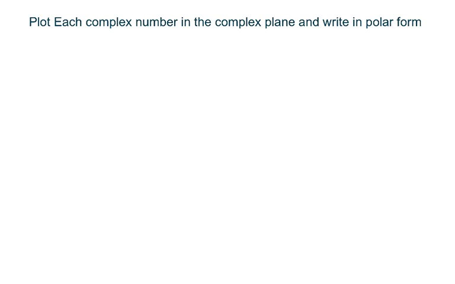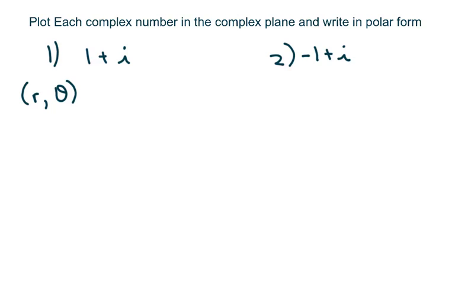Hey everyone, we're going to plot each complex number in the complex plane and write it in polar form. In this video, we're going to do two very similar problems. The first one is 1 plus i, and the second one is -1 plus i. So in order to plot this, I first want to find the polar coordinates so we can plot it.